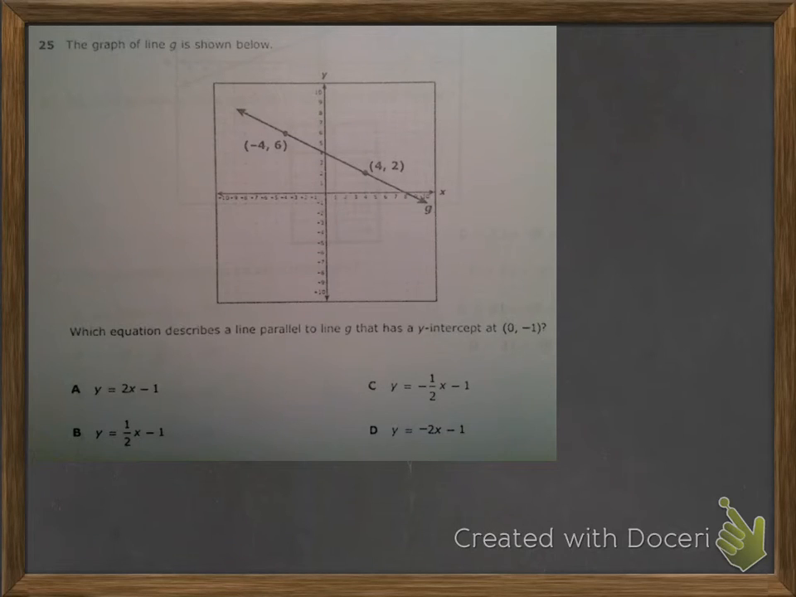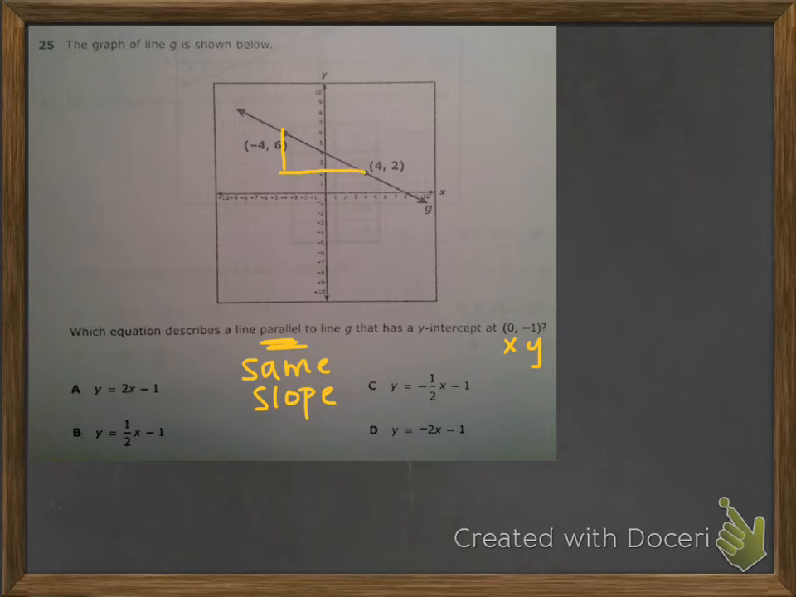Number 25 on page 4, the graph of line G is shown below. Which equation describes a line parallel to line G that has a y-intercept of 0, -1? Okay, so first of all, to make a parallel line, we're looking for a line that has the same slope. That's first and foremost. So we need to look at the slope of the line in our graph, and I already have 2 points kind of located.